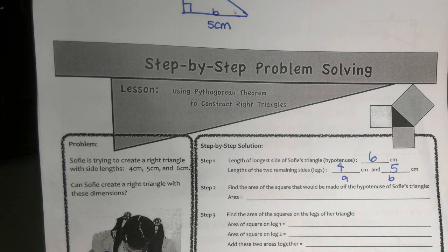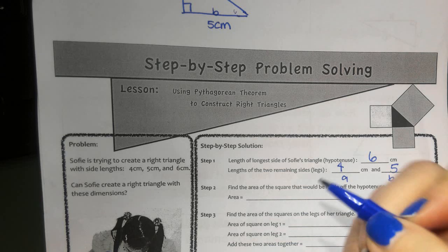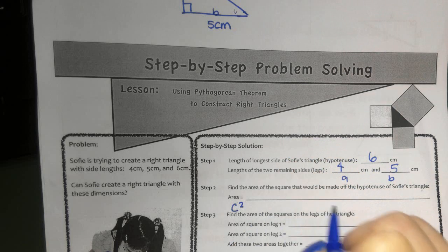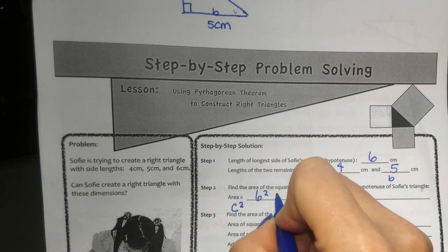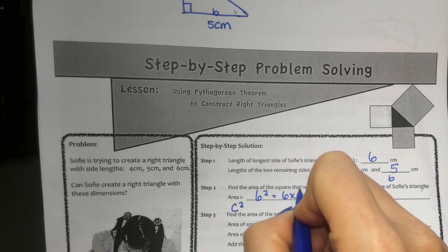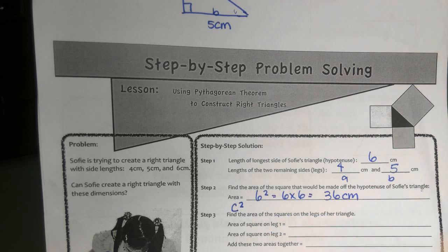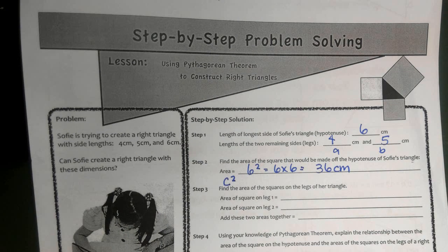Okay? So step 2, find the area of the square that would be made of the hypotenuse of Sophie's triangle. So what they want us to do is take C and square it. So area is going to be 6 squared, which equals 6 times 6, which is 36. 36 centimeters squared. That's the area of the square on the hypotenuse. Okay?